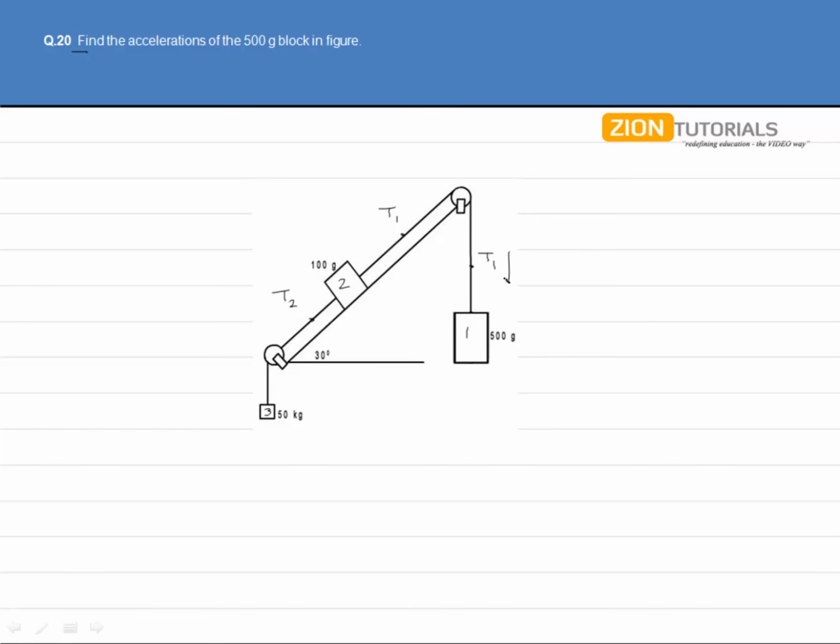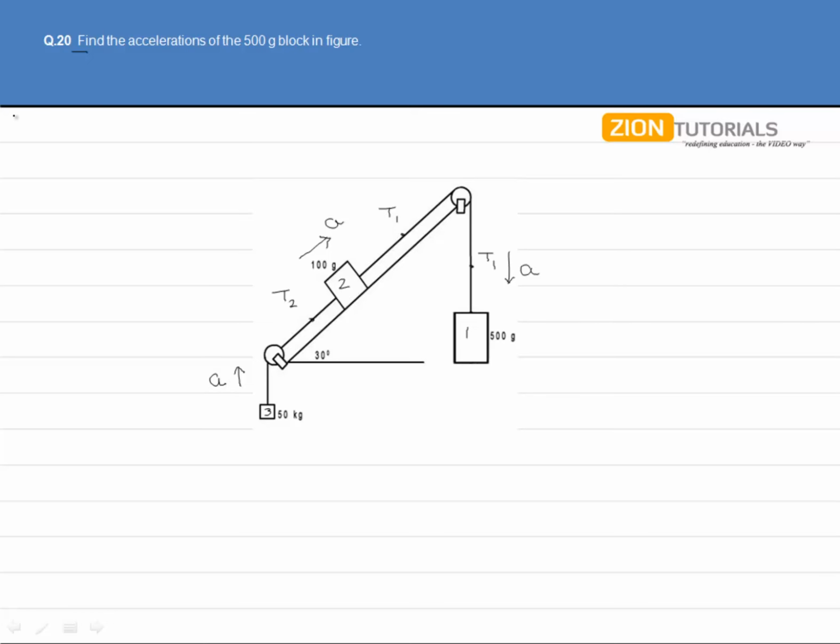And the 500 gram block is moving in the downward direction with an acceleration of A. So obviously the 100 gram block will be going upward along the wedge with an acceleration of A, while the 50 kg block will be moving up with an acceleration of A.